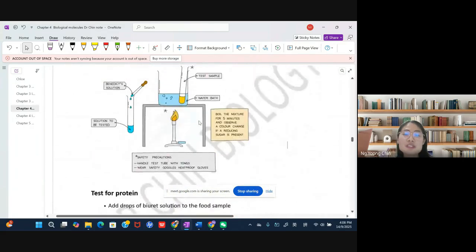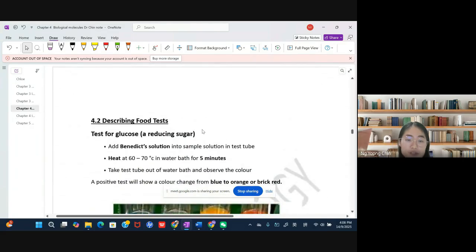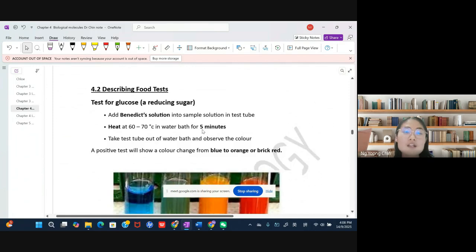Okay, now we talk about food tests. Food test is just a simple test which is able to detect the nutrient contents in foods.